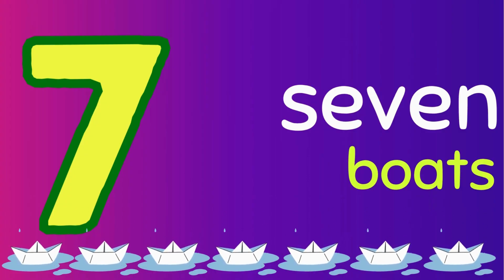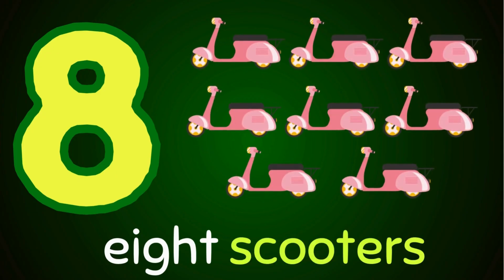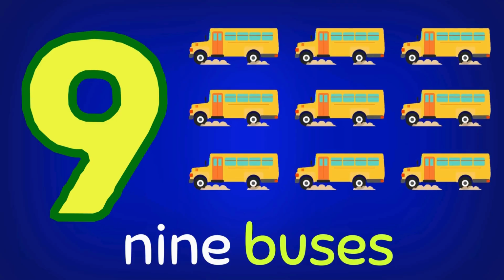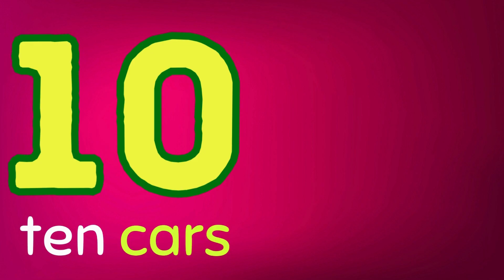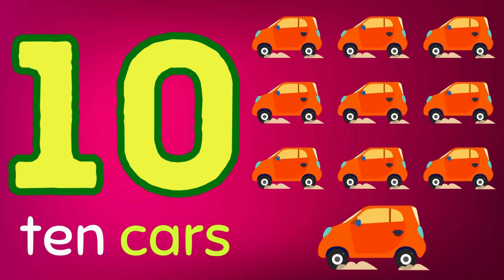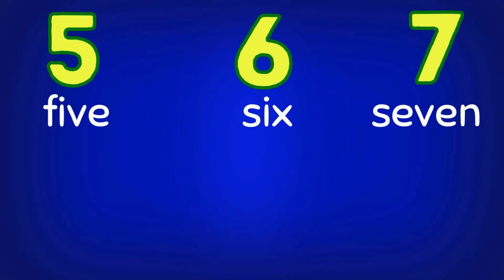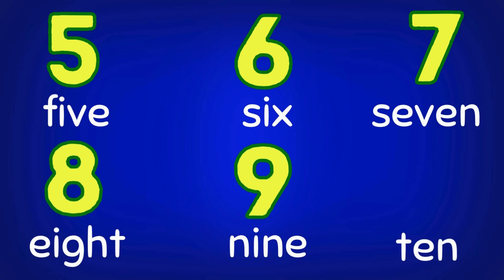Let's learn how to count, let's count with me. 1 to 10. This is 8, this is EIGHT. 8 scooters, vroom vroom, wee. Let's learn how to count, let's count with me. 1 to 10. This is 9, this is NINE. 9 buses, beep beep beep. Let's learn how to count, let's count with me. 1 to 10. This is 10, this is TEN. 10 cars rolling down the street. 5, 6, 7, 8, 9, 10.